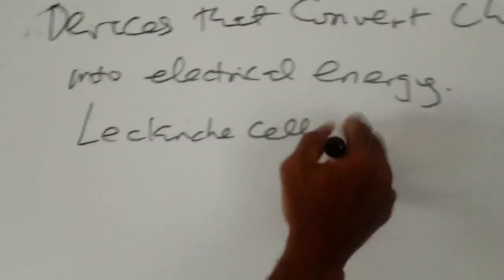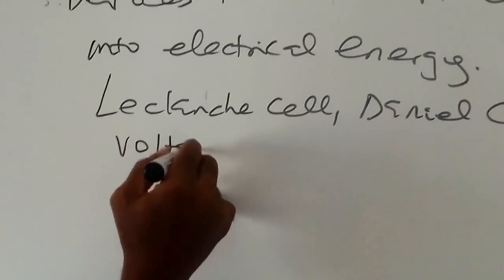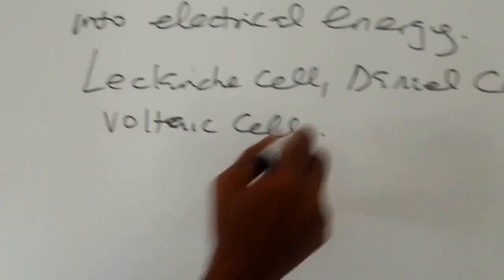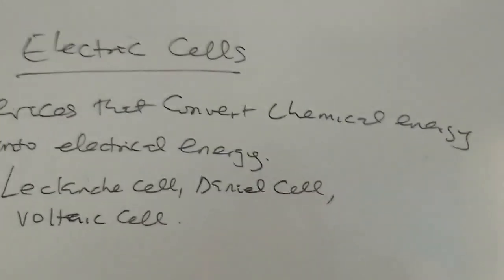We have the Daniel cell. We have the voltaic cell. So these are examples of electric cells. They provide electrical energy in the circuit.